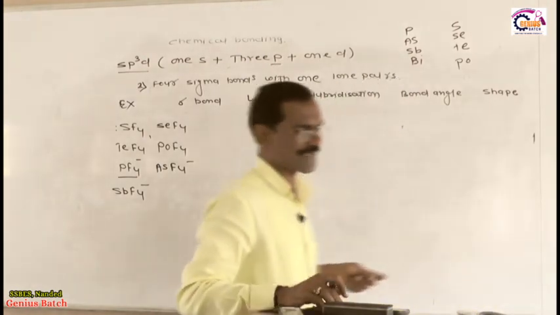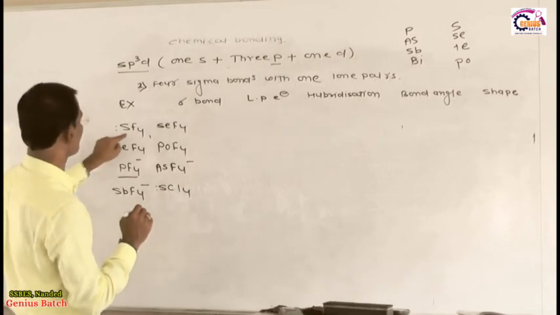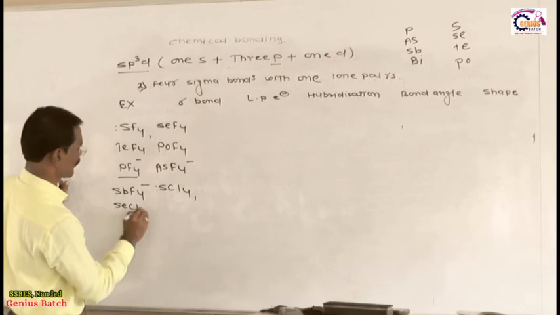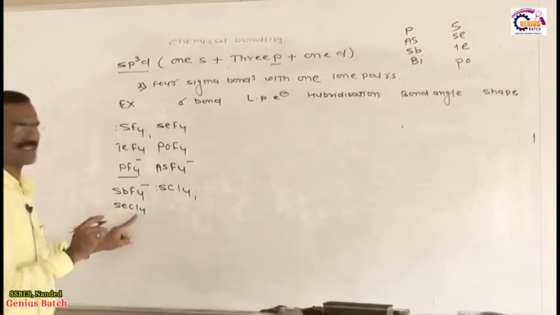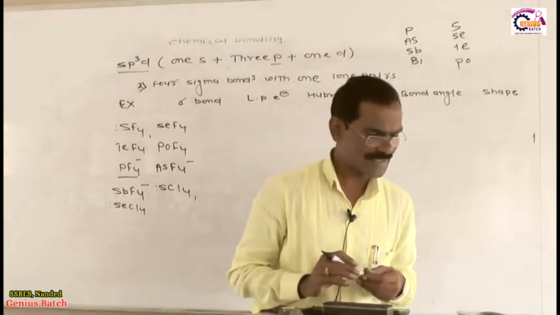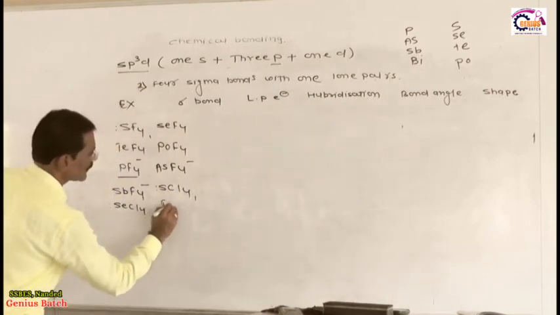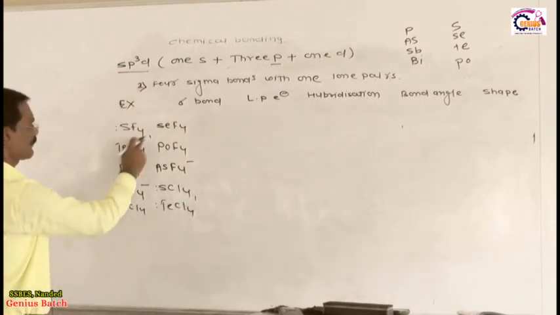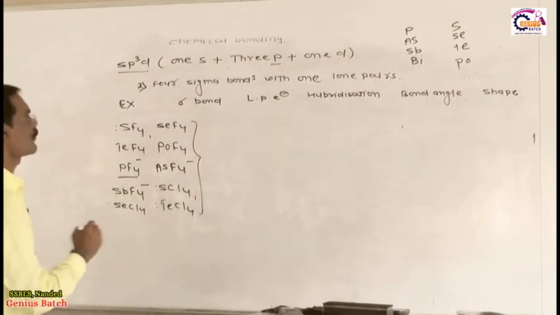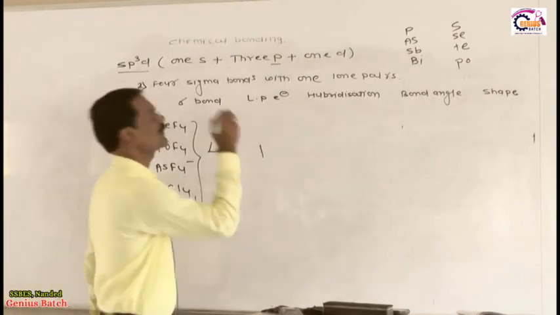Then SCl4, SeCl4. The next example is SCl4, which means in place of SF4 this is SCl4. After that SeCl4, in place of fluorine here chlorine is there, same molecule, only the halogen is different. Then TeCl4, in place of fluorine chlorine is there. Now dear student, in all these molecules how many sigma bonds are present? 4 sigma bonds with 1 lone pair.